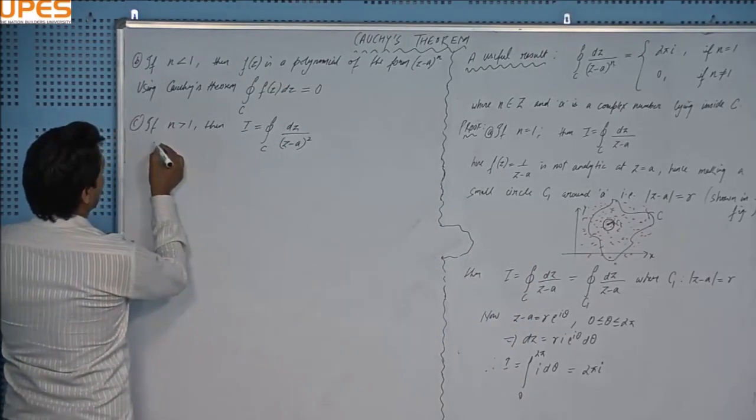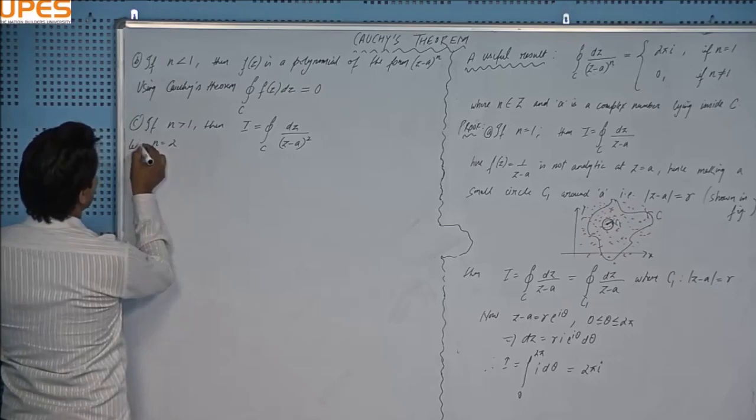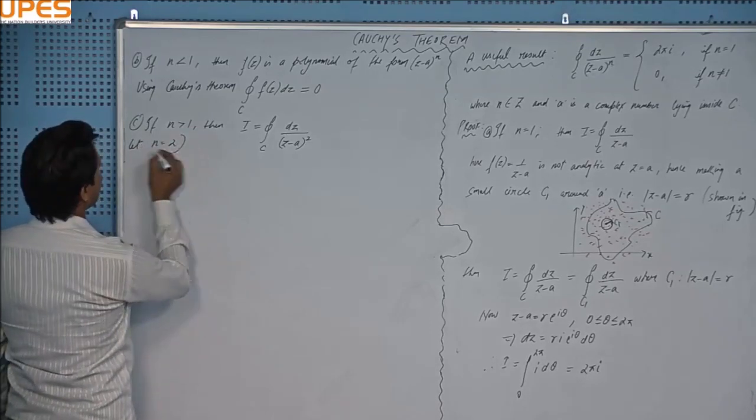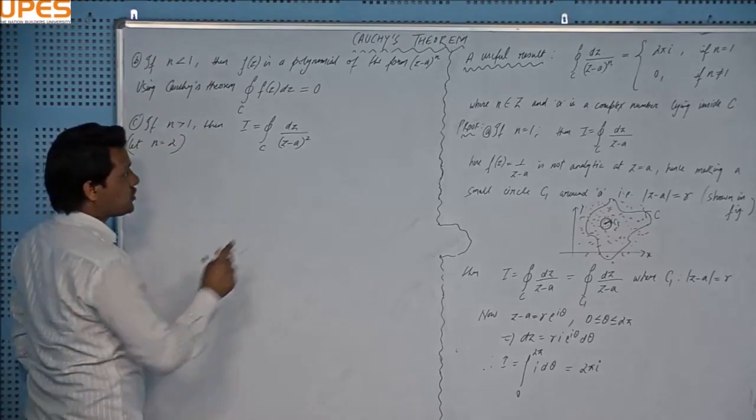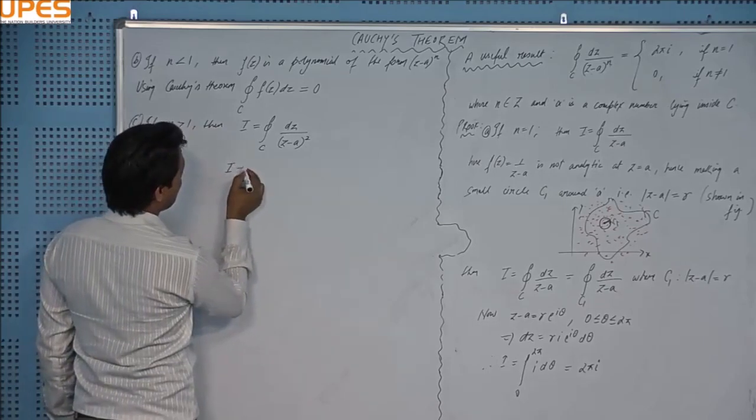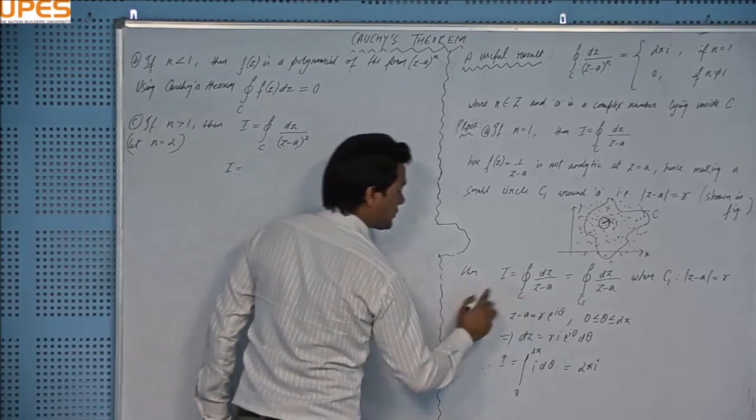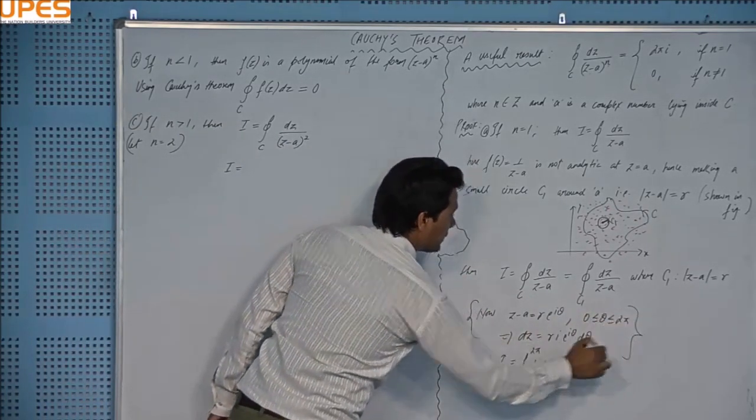Let me take n equal to 2. Then I will be getting this. Using parametrization, it will give me I equal to, I'm not writing that again, this parametrization. You can use it again and again, right?